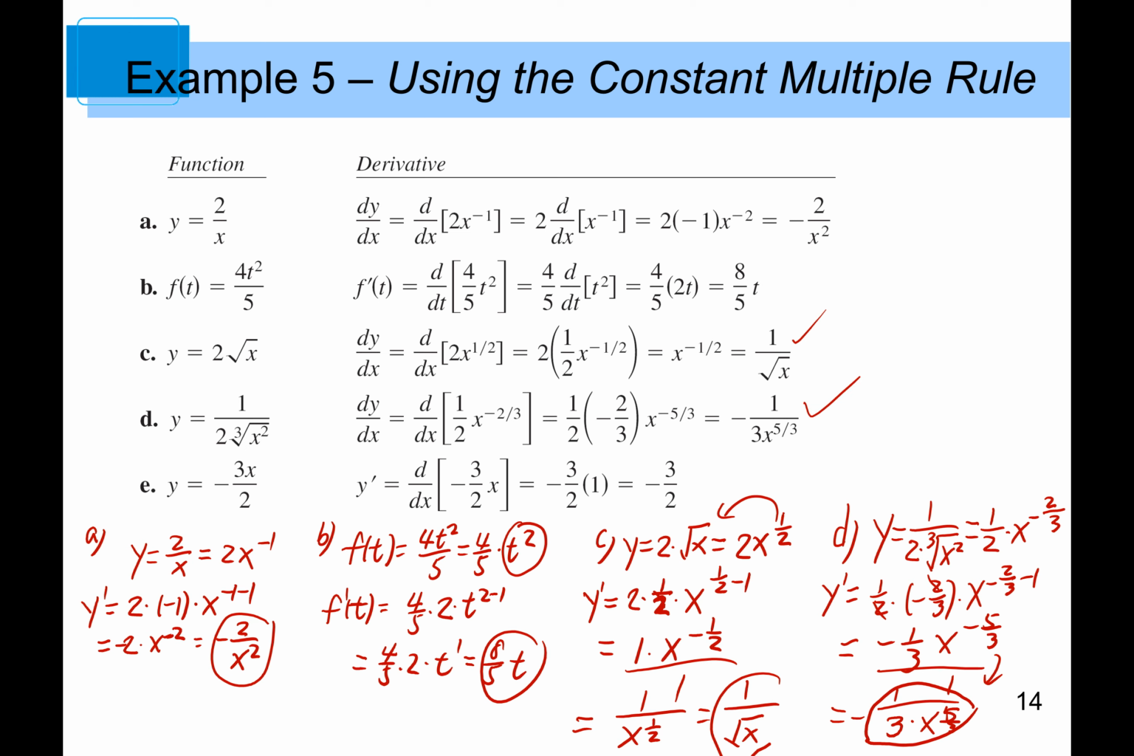And the very last one, e. Y equals negative 3 over 2 x. So y prime, put a constant in front, derivative of 1x becomes 1. So it's negative 3 over 2 times 1 is negative 3 over 2. Okay, that will be exactly the answer shown above.